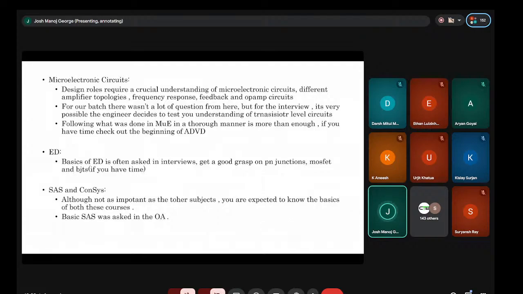SAS and cons is not as important as the other subjects, but you are expected to know the basics. SAS was asked in the OA, and even in my interview, they asked something from SAS. But yeah, just the basics would be fine. You just need to know how to analyze from the basics.